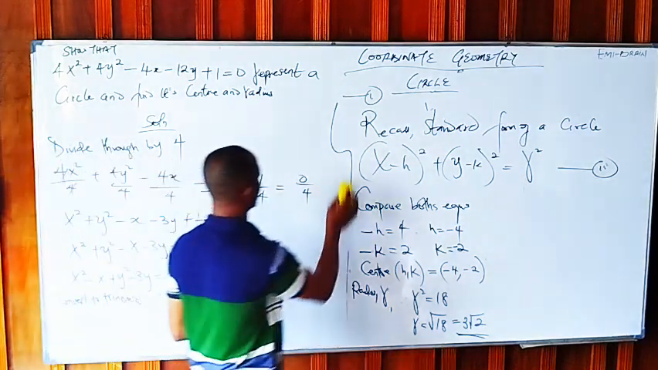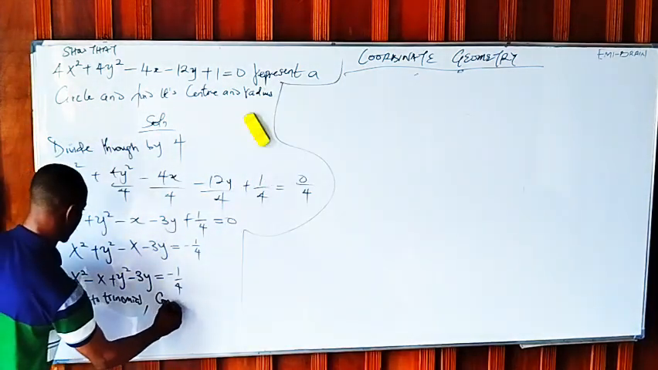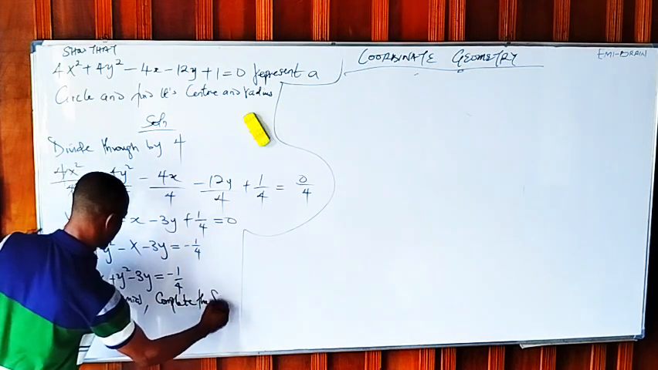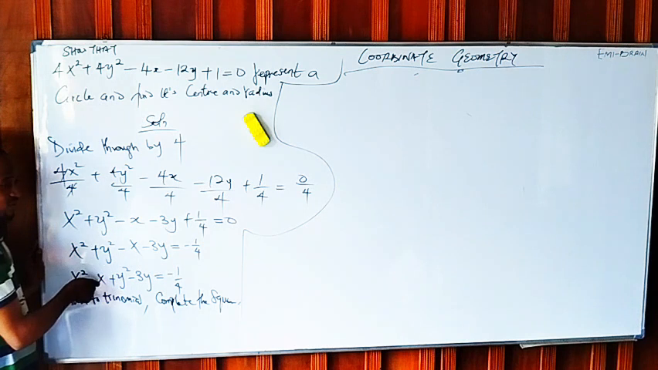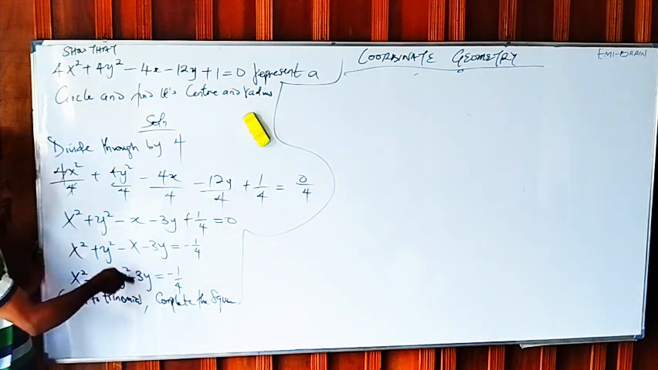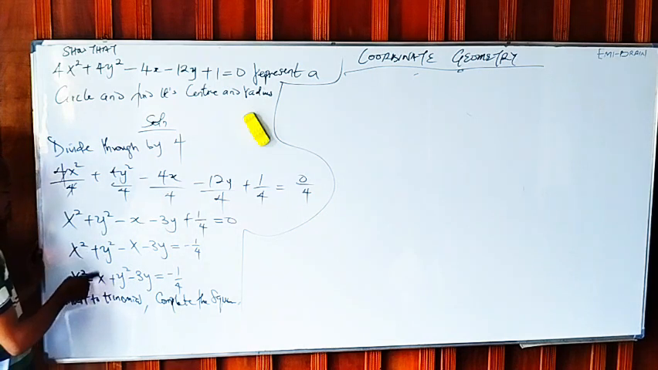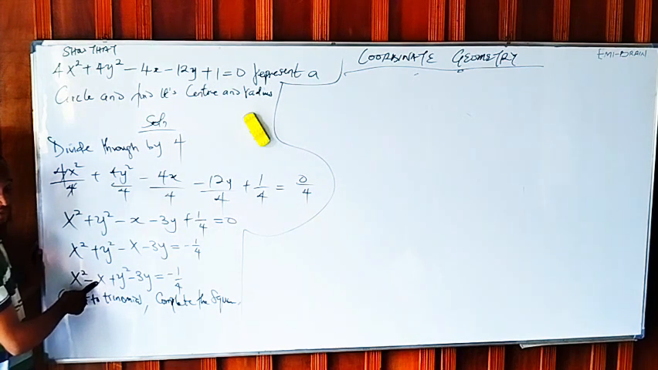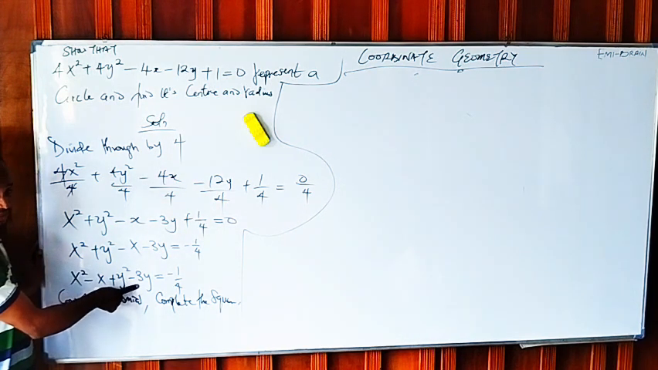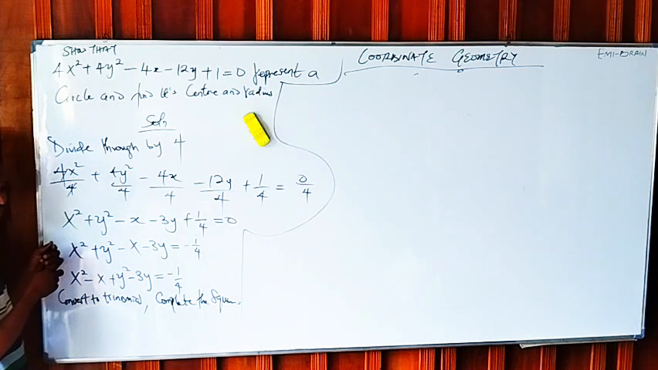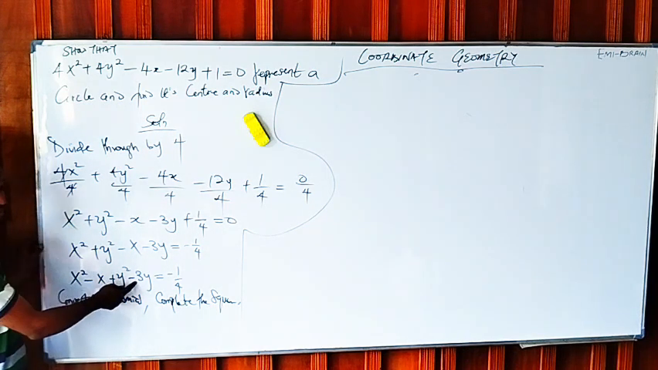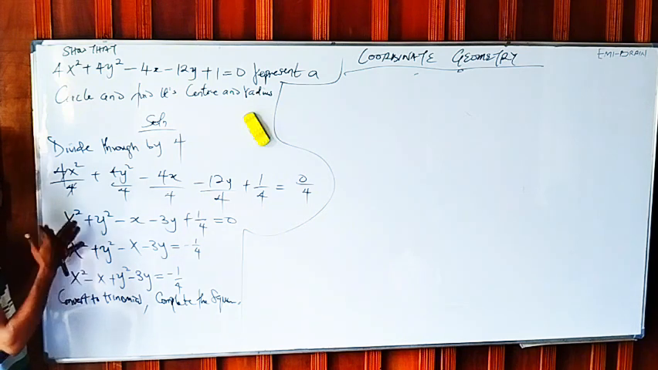By converting that to trinomial, we complete the square, abi? Is it not? Now, how do we do that? We add half the coefficient of x, the square of it, and of y, abi, to both sides of the equation. Take the coefficient of x here: minus 1, abi? What about y here? Minus 3. So we add minus 1 over 2 all squared to both sides of the equation. Is it not? Also add minus 3 over 2 all squared to both sides of the equation.